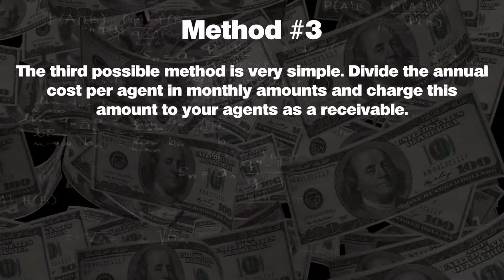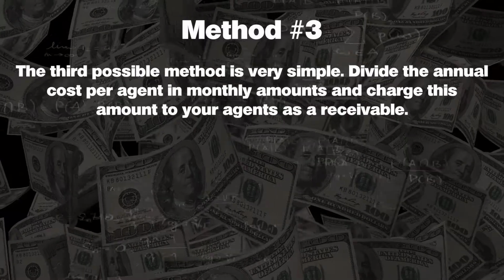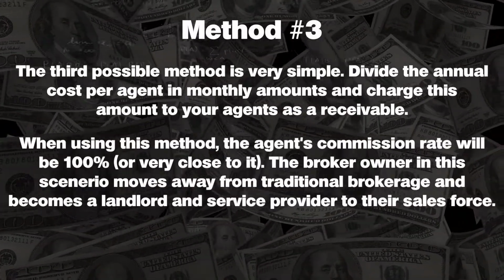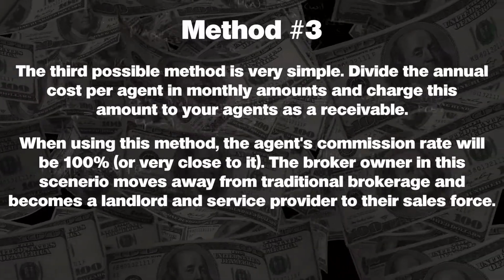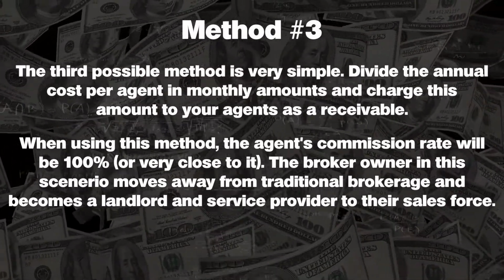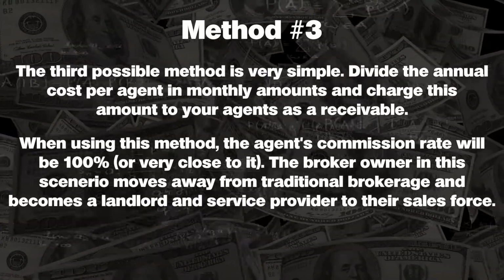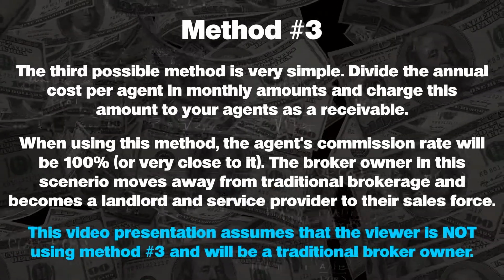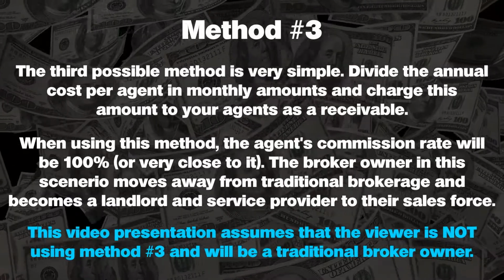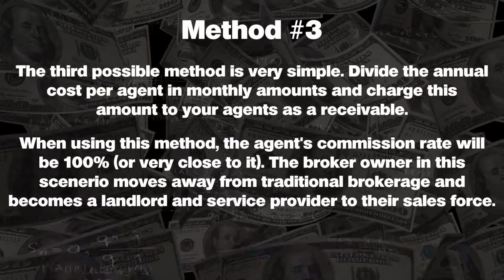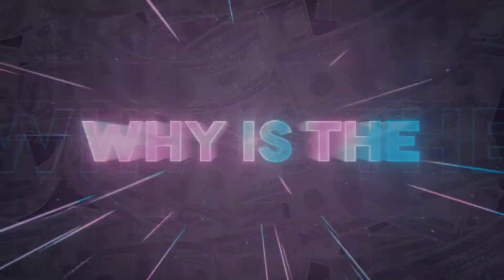Method number 3. The third possible method is very simple. Divide the annual cost per agent into monthly amounts and charge the amount to your agents as a receivable. Using this method, the agent's commission rate will be 100% or very close to it. The broker owner in this scenario moves away from a traditional brokerage and becomes a landlord and service provider to their sales force. This video presentation assumes that the viewer is not using method number 3 and will be a traditional broker owner. Why is the break-even point so important?